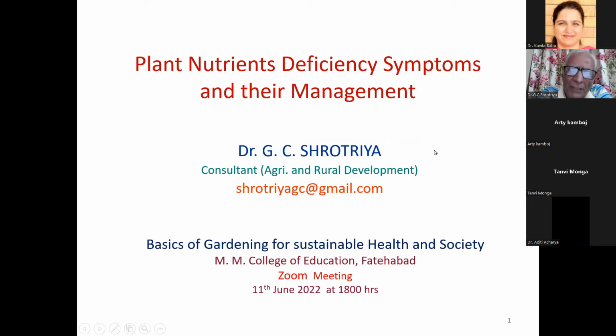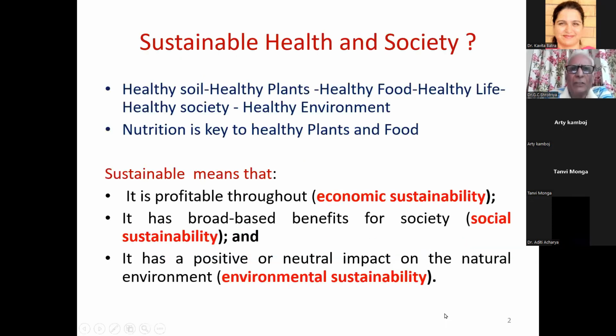And in your subject, we have talked about the basic things about sustainable health and society. So when we talk of sustainable health and society, it is not only the plant or gardening, it starts with a long chain. It starts with good soil health. It starts with healthy soil, then healthy soils will produce healthy plants. Healthy plants will give us healthy food, and healthy food will give us healthy life for both human beings and animals. And then you have a healthy society and a healthy environment.